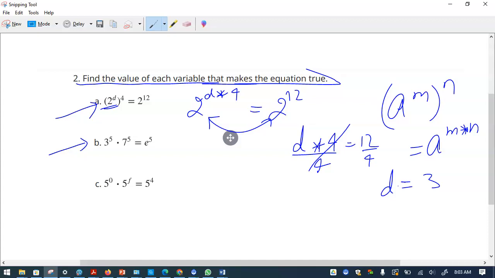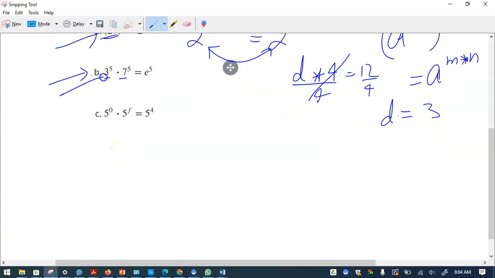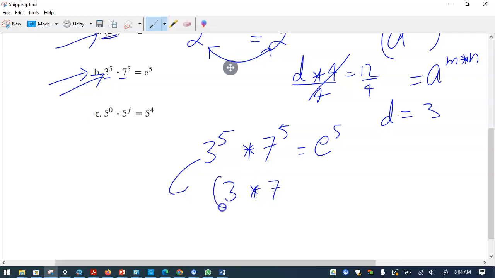For b, it's given 3 raised to 5 and there is 7 raised to 5. Let me write that: 3 raised to 5 times 7 raised to 5 equals e raised to 5. Now on the left side we can use 3 times 7 and then raised to 5 only once, becomes e raised to 5.